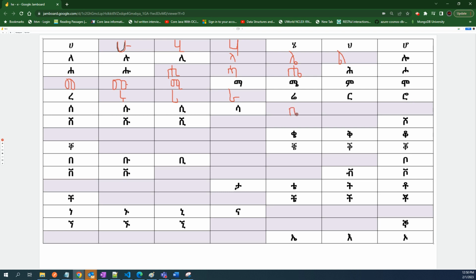Se, si. Look at this one carefully. It's not straight. Should be inclined or slanted. Si, so. She, shu, she, sha. She, sh, sho.